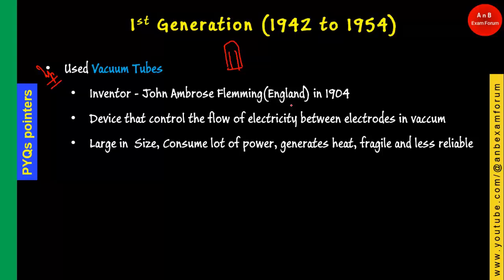Okay, and they consume a lot of power since they run from electricity, and since they are running from electricity, they will generate heat. And since they are made of glass, they are less reliable and fragile. Okay, so that's why these are very costly, very large, and very difficult to maintain. So this is the first generation anyhow that you should know.